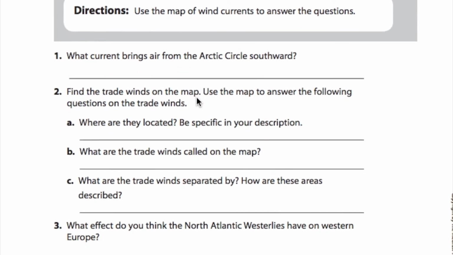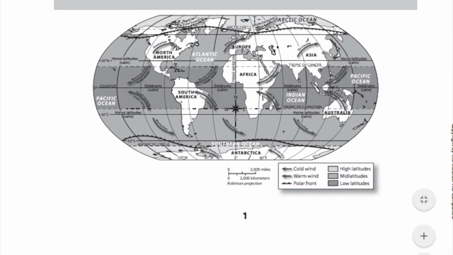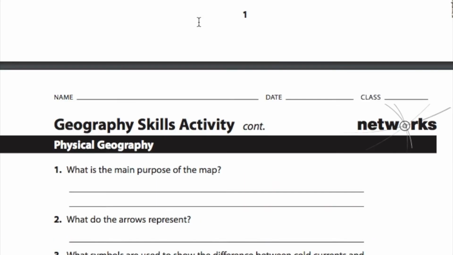Use the map of wind currents to answer the following questions. Number one, what current brings air from the Arctic Circle southward? Let's go back to the map. Here's the Arctic Circle. Which ones would be from this Arctic area going south in this direction? Based on the westerlies, they're pointing in this kind of northern direction or western direction. Those can't be it. So from the Arctic Circle coming down, it says right here, polar easterlies. Polar easterlies.